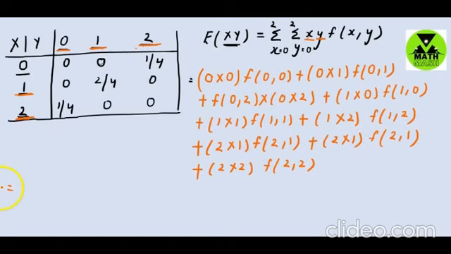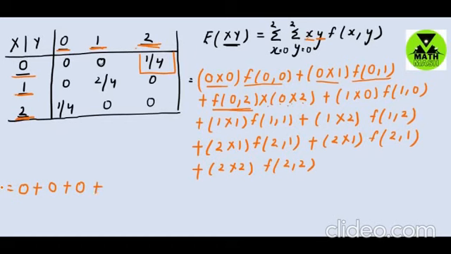So now substitute these values. 0 multiplied by 0, and 0 multiplied by the joint probability mass function is simply 0. So I'm simply writing 0, plus again 0 multiplied by 1 is 0, and multiplied by the joint probability mass function it is again 0. So I'm simply writing 0 again. Then f at 0, comma 2. What is f at 0, comma 2? X is 0, y is 2, so f at 0, comma 2 is 1 by 4. And 0 multiplied by 2 is 0, so 1 by 4 multiplied by 0 is again 0.